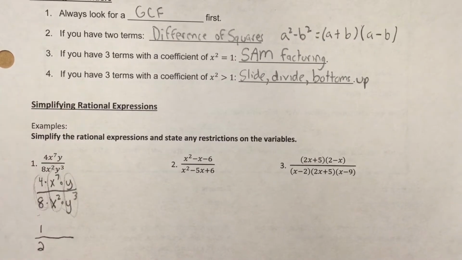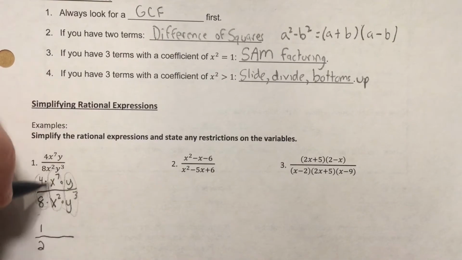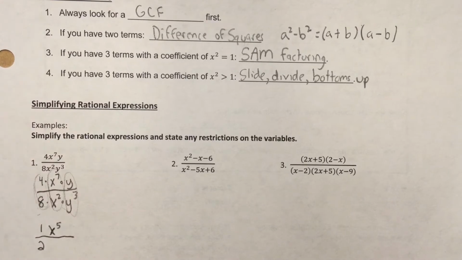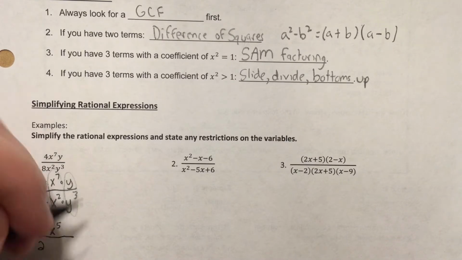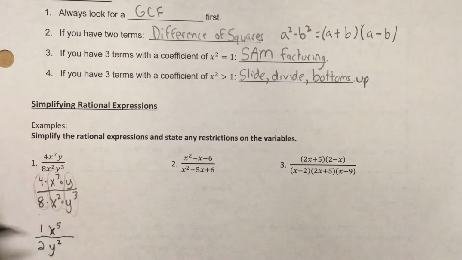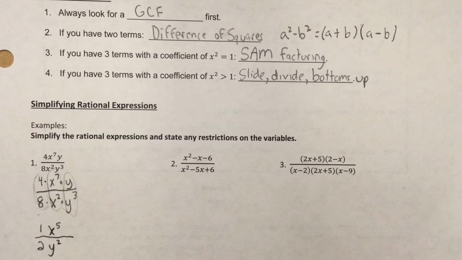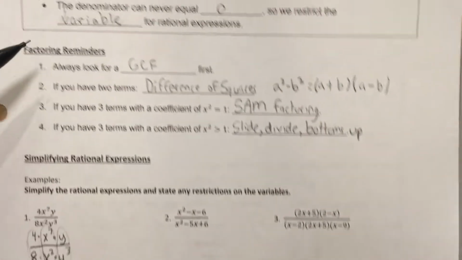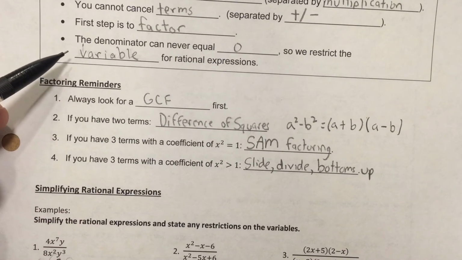X to the 7th over x squared, that's our law of exponents where I subtract exponents. So I have x to the 5th up top. And then I have y to the 1st over y to the 3rd. I subtract 3 minus 1, which is 2, and there are more y's on the bottom. So I'd have y to the 2nd on the bottom. Now, what's the new part? This new part says we have to restrict the variables.